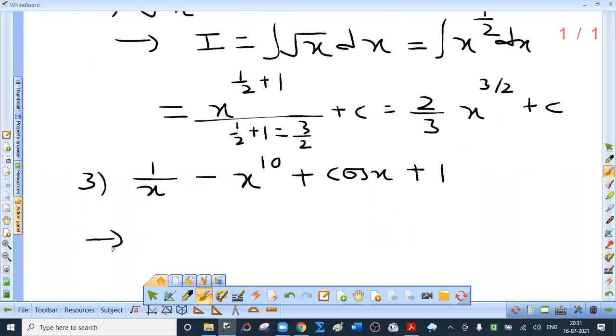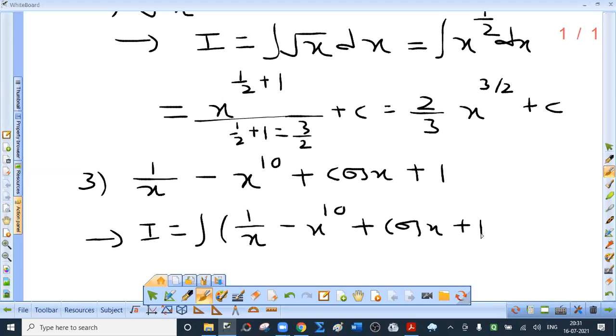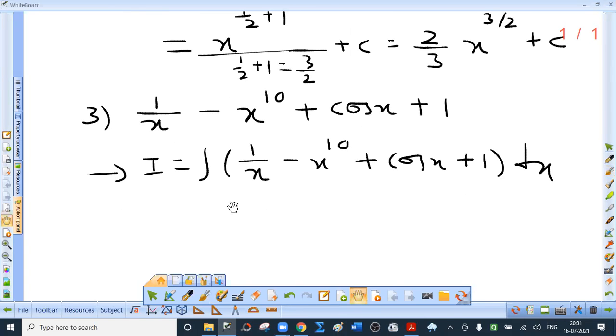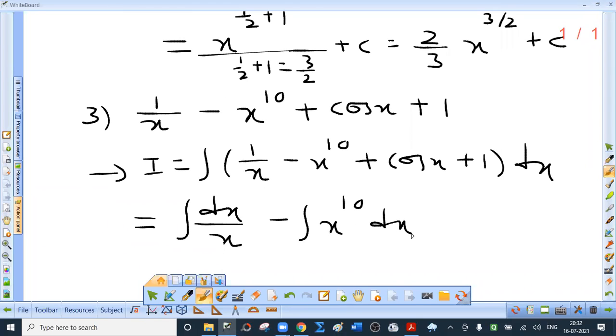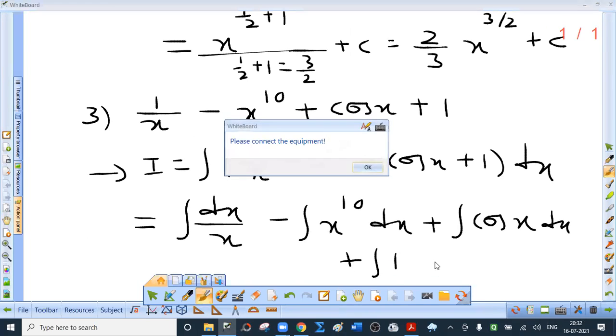Next function is, I write this as r equal to integral. Do not forget to write this in bracket. 1 upon x minus x raised to 10 plus cos x plus 1 dx. Now basically integral of sum is sum of integrals. So this is integral dx upon x. See, if you know derivatives of standard functions, you can easily integrate this, because simple functions we are considering.